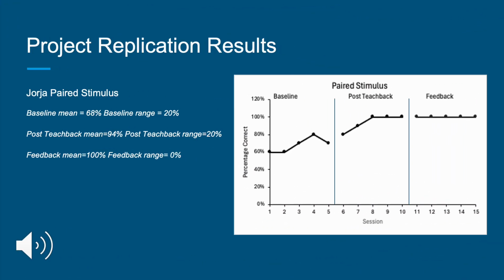And here we have the project replication results for Georgia's paired stimulus. The baseline average for Georgia with the paired stimulus preference assessment was 68%, and the baseline range is 20%. For post-teachback mean, 94%, and post-teachback range, again, 20%. Once we get into feedback, the average is 100% with a 0% feedback range.